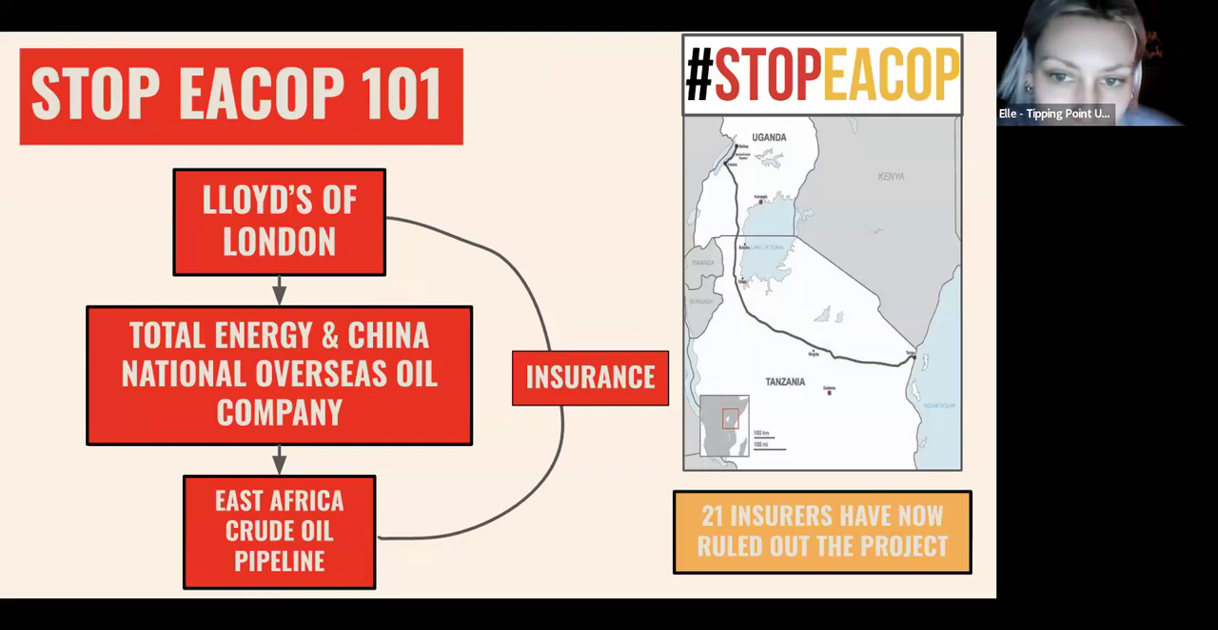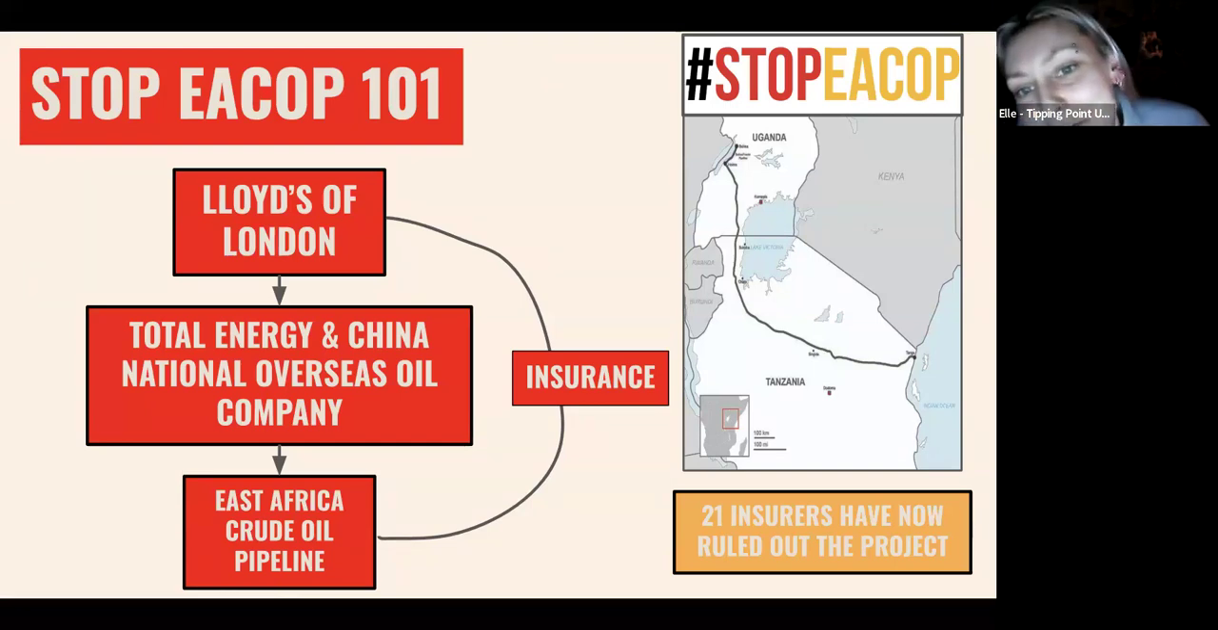So the way that we've gone about trying to stop the East Africa crude oil pipeline from happening in the UK: first of all, we had a look at who are the banks that are involved, and we realised, okay, the banks involved are the Chinese National Overseas Oil Company, and also Total Energy based in France. That's the energy company. So we haven't really got any banks or investors based in the UK that are very heavily invested in EACOP.